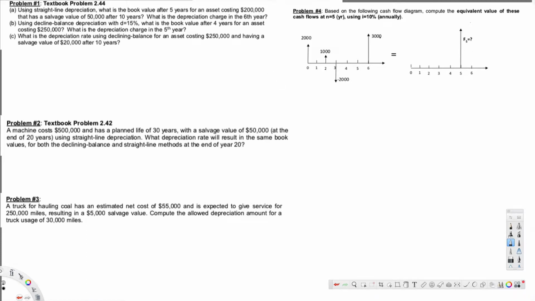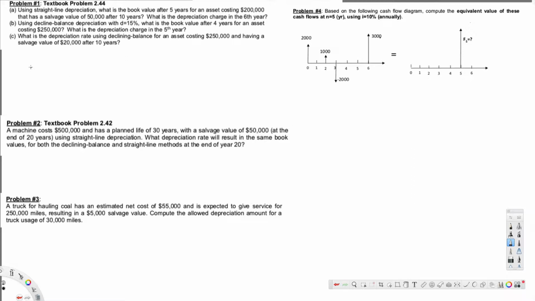The first question is asking, using straight line depreciation, what is the book value after 5 years for an asset costing $200,000 that has a salvage value of $50,000 after 10 years? What is the depreciation charge in the 6th year? Okay, now let's see how to calculate this one.